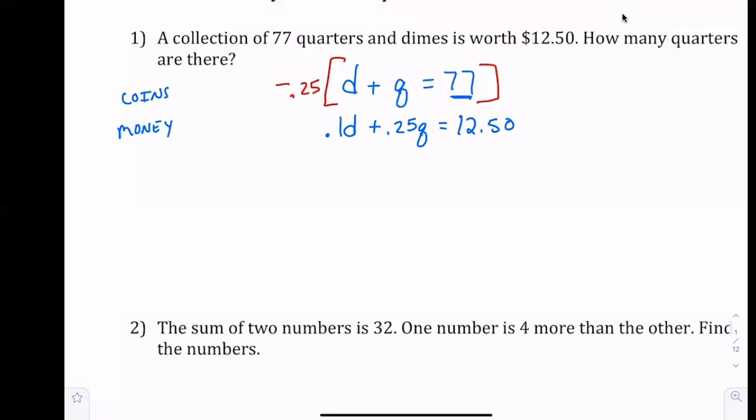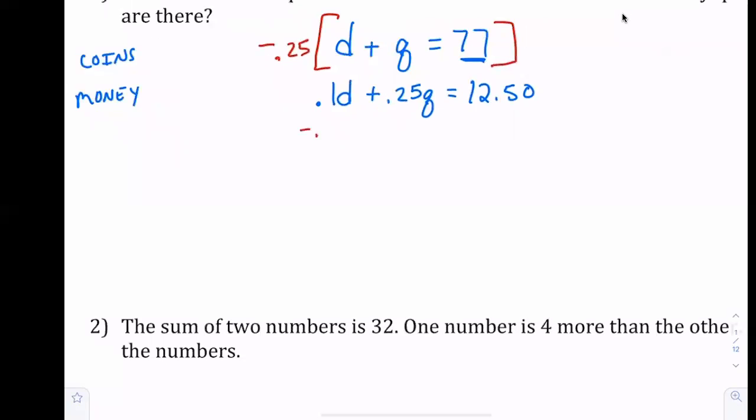Now multiply it out. So here we go. Negative 0.25 D minus 0.25 Q equals. If I have 77 quarters, how much money do I have? Someone tell me. I'm asking what negative 0.25 times. $19.25. Anybody else get that? Yeah. All right, come on now. You got a week off. You should be fresh, ready to close out this grading period.